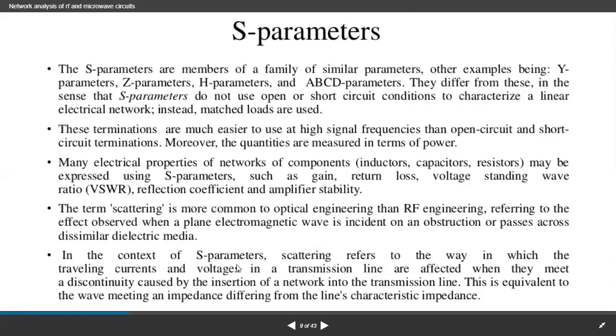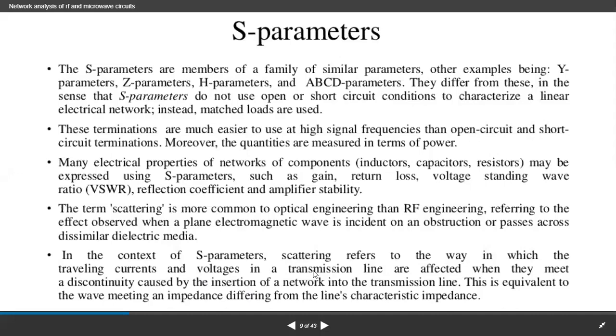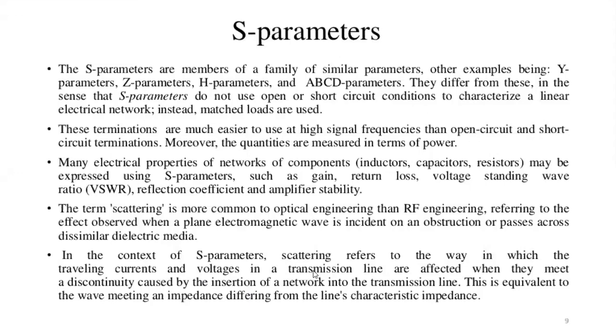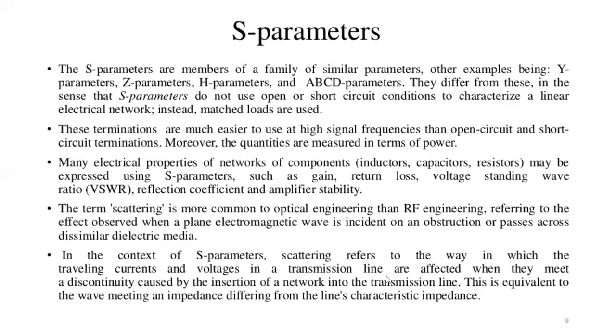So in context to S parameter, scattering refers to the way in which the traveling currents and voltages in a transmission line are affected when they meet a discontinuity caused by the insertion of the network in the transmission line. You have seen now for the ith line, I have added A1, A2, A3, that means 3 lines. Because of those discontinuities, you will have the problem of reflection or scattering occurring, which will cause certain parameters to occur in the transmission line. This is equivalent to the wave meeting an impedance differing from the line characteristic impedance. So because of scattering, there will be variation in your ZL and Z0, which will be terminating at the load side.